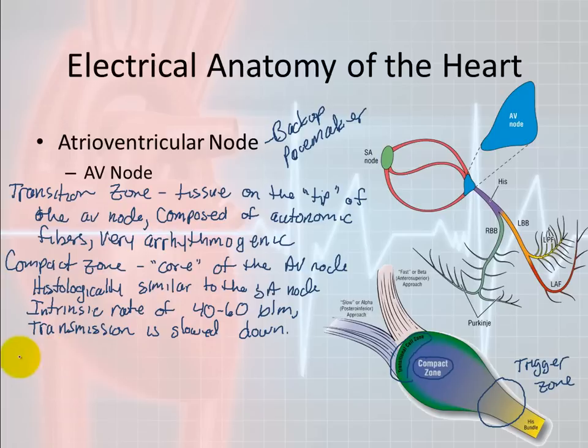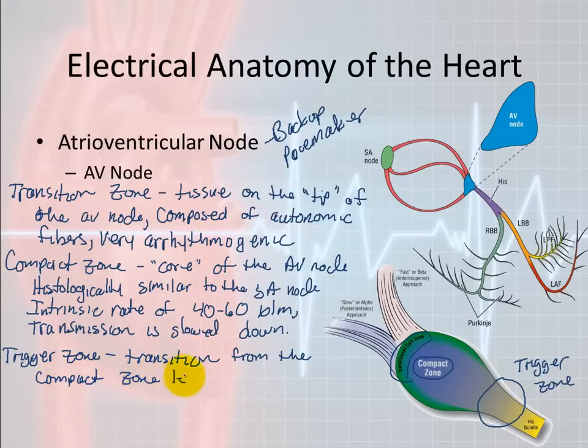The last area is called the trigger zone. In the trigger zone, this is where it kind of transitions from the compact zone into the His bundle. The trigger zone is also important because this is where the transmission speeds up.